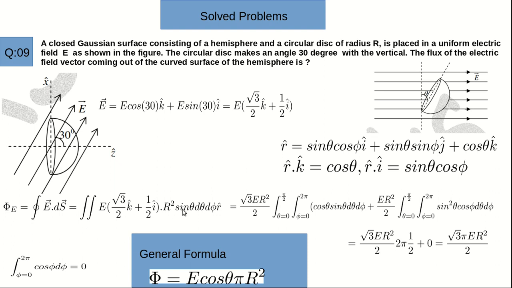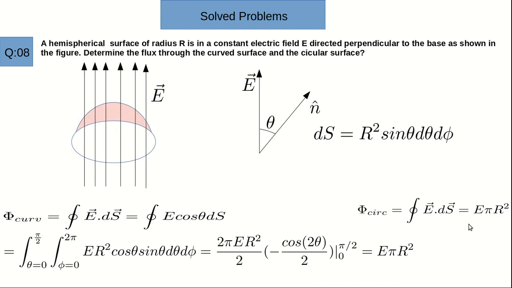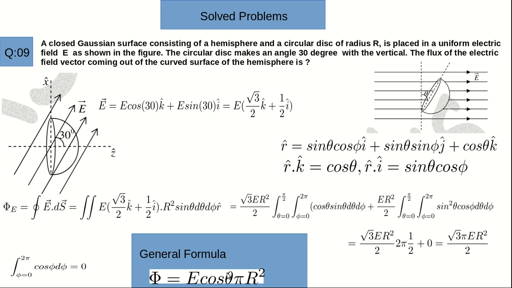The general formula is basically E cos theta pi r square. So if theta is 30 degrees here, cos 30 is root 3 by 2, and you will get this formula. And in this case it is E pi r square. Theta is basically 0, as you can see E is along this n cap, so theta is equal to 0, and if you substitute 0 here, it will be E pi r square. So this is the most general formula for hemispherical surfaces.